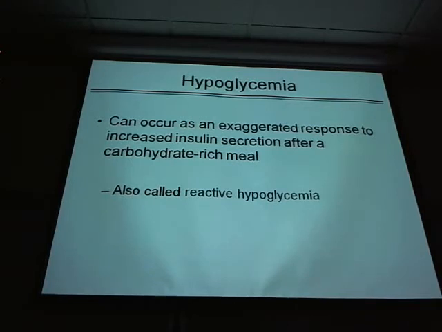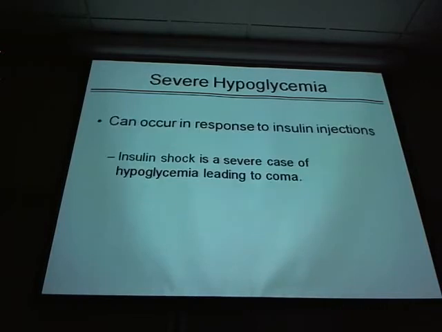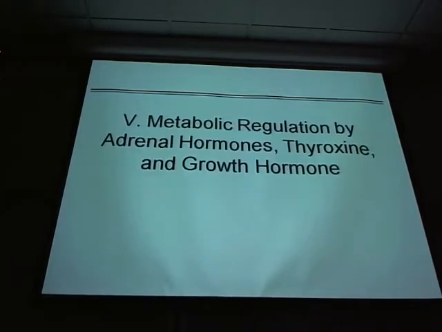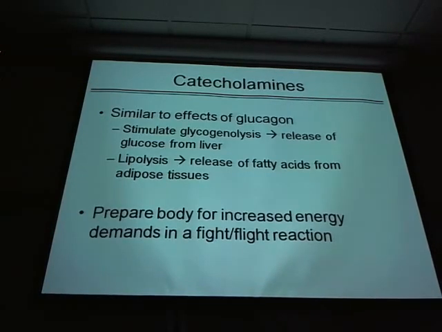Hypoglycemia, that's when you get an exaggerated insulin response after a carbohydrate-rich meal. Reactive: limit your carbohydrates, eat more protein. Severe can kill you. Thyroxine, growth hormone, the adrenal hormones. Adrenal medulla, catecholamines, hang on.